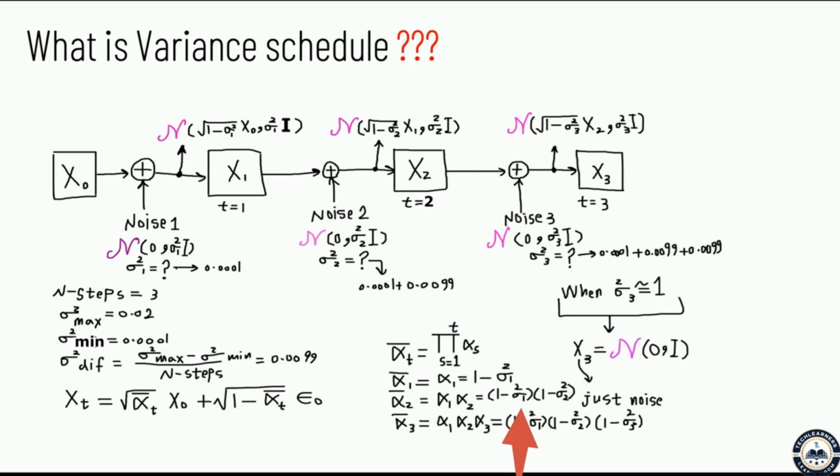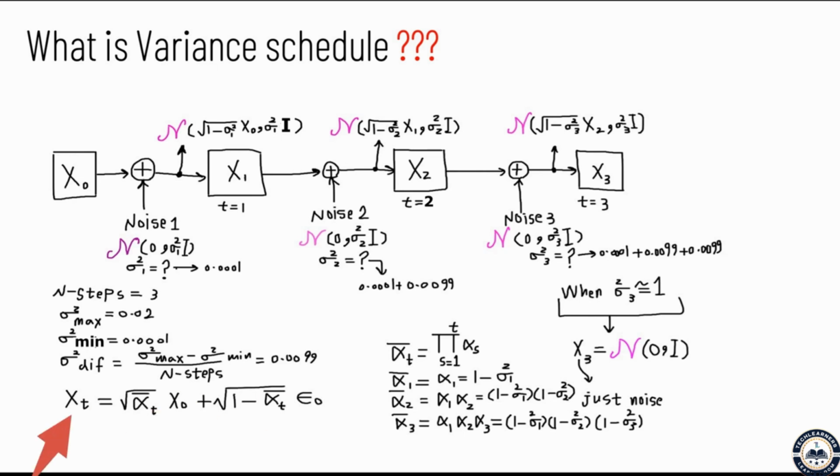And let's say that we want to compute alpha bar at time step 3, which is equal to alpha 1 times alpha 2 times alpha 3, which is equal to 1 minus the variance at time step 1 times 1 minus the variance at time step 2 times 1 minus the variance at time step 3. So now we learned how to compute the value of the variance at each time step and how to compute the value of alpha bar at each time step.